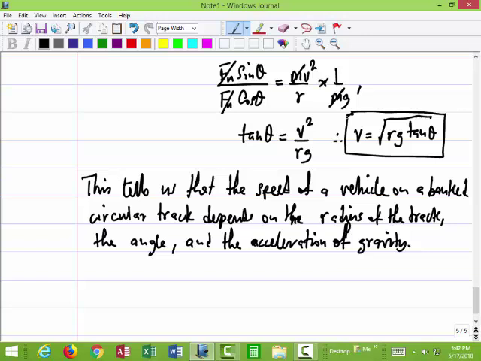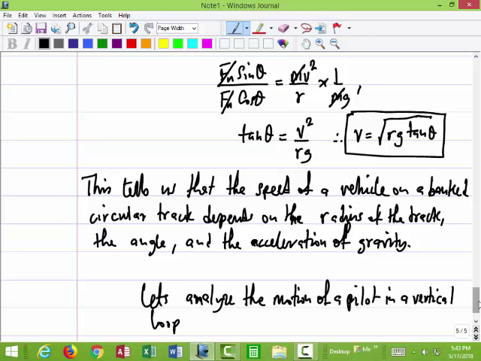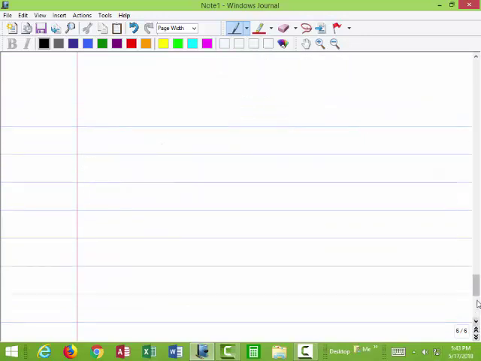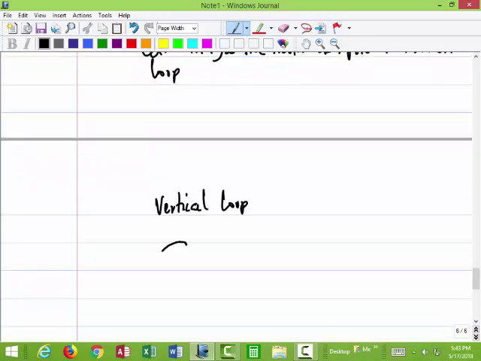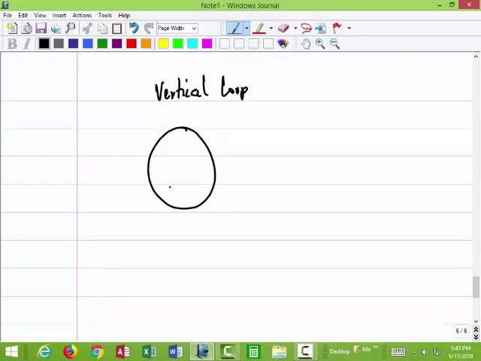Let's look next at a pilot in a vertical loop. So let's analyze next the motion of a pilot in a vertical loop. So draw the vertical loop that way, and let's say that at the bottom of the loop, the pilot will be sitting in an aircraft that way. So this is the aircraft, and the pilot will be sitting this way, moving with velocity v to the right. So let's say v subscript b for the velocity at the bottom. The radius of the loop, of course, is r.